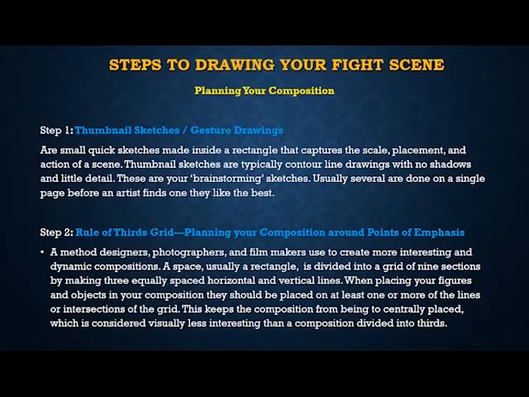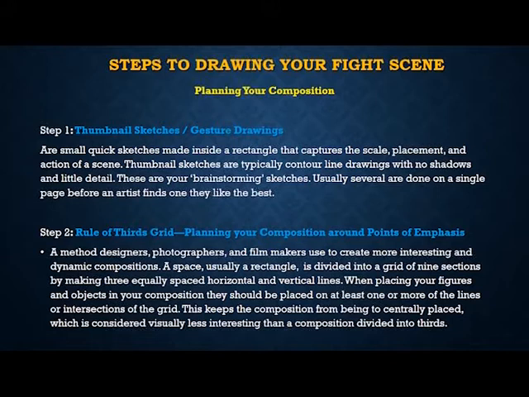These are your brainstorming sketches. Usually several are done on a single page before an artist finds one that they like best. So as I said, these are your brainstorming sketches. So you may want to do several before you hit upon that composition where you're like, aha, that's what we want. Step two is applying a method called the rule of thirds.